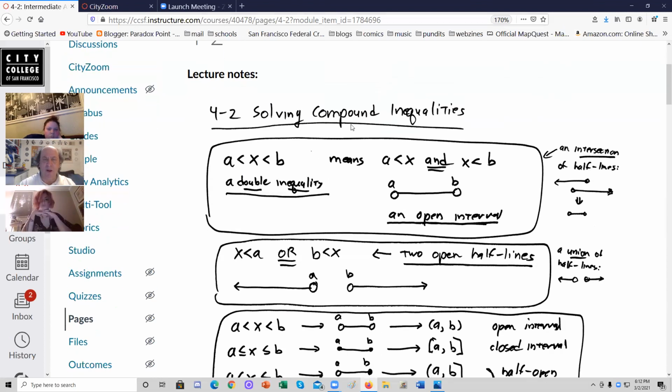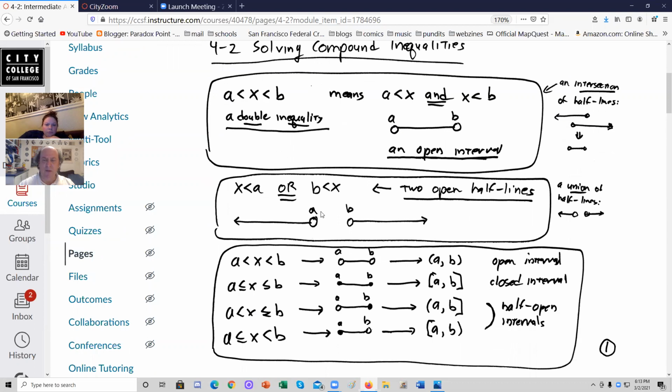A compound inequality like this is a double inequality. A less than X less than B means that A is less than X and X is less than B. This is called an open interval. It's everything between points A and B, but not including them. We denote that by these open circles. It can be thought of as an intersection of half lines. Here's a half line of everything less than B. Here's a half line of everything greater than A. They intersect, they overlap in the open interval.